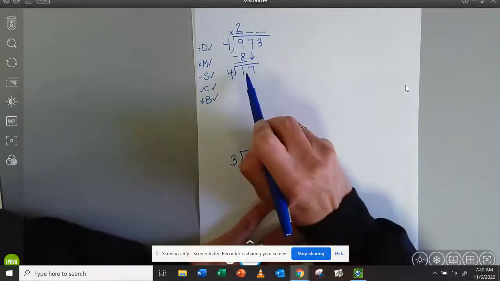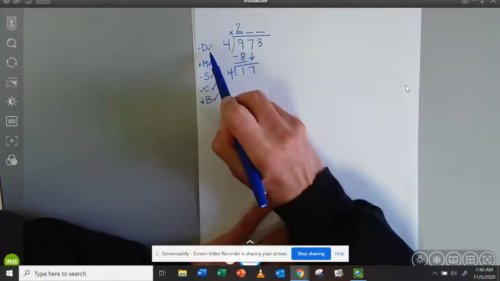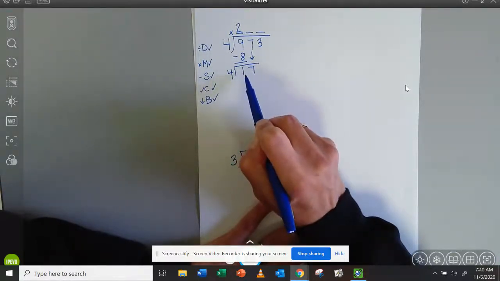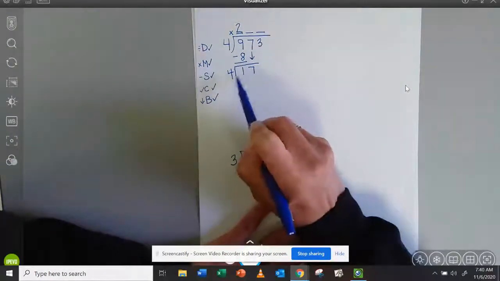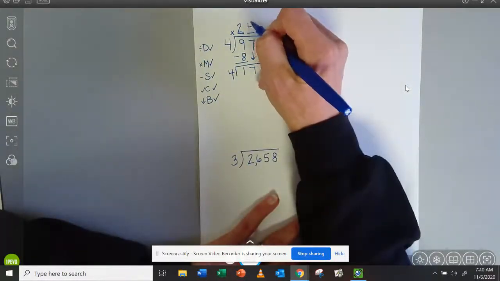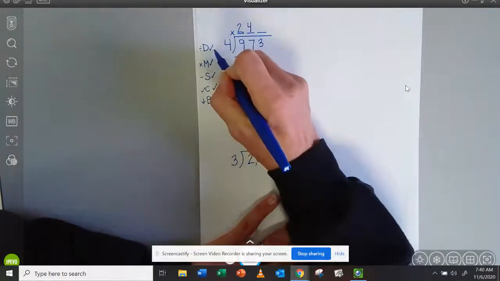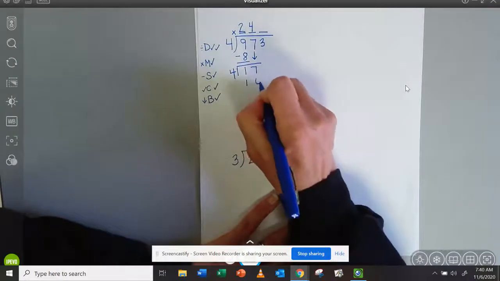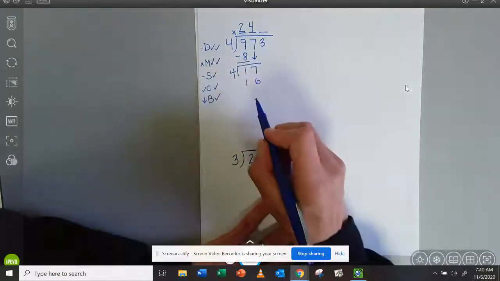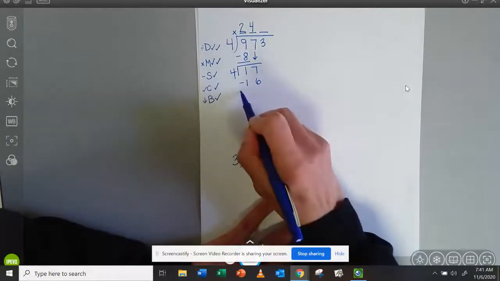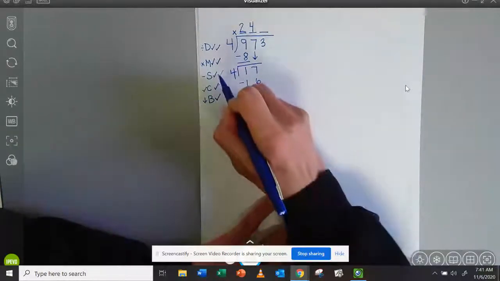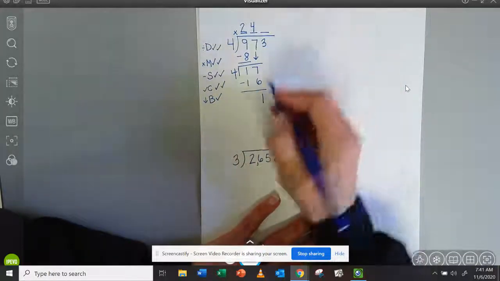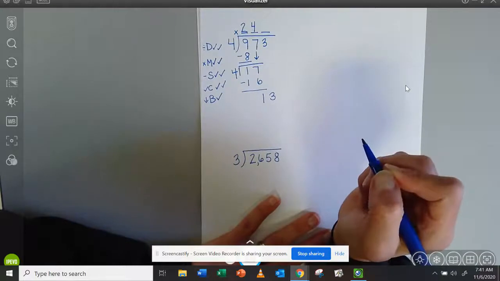So now I'm going to go 17. I start back up at the D. 17 divided by 4. How many groups of 4 can I make out of 17? I can't go over. 17 divided by 4 is going to be 4. I put my answer for my D step on my dash, D, dash, divide. 4 times 4 is 16. I multiplied. Now I'm going to subtract, and I get 1. Check, is 1 less than 4? It is. And now I'm going to bring down the 3.